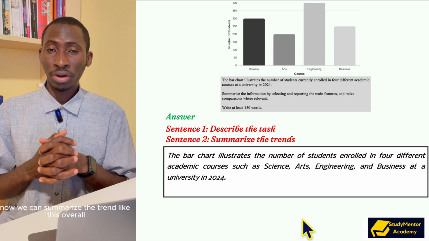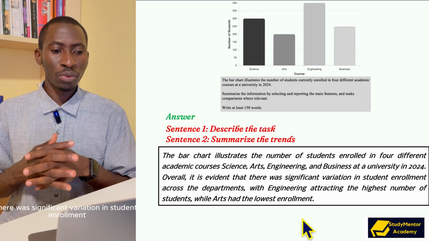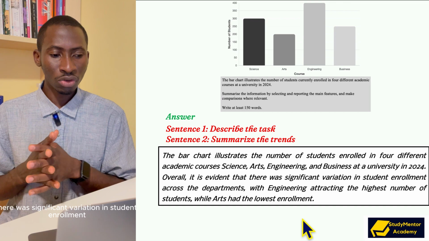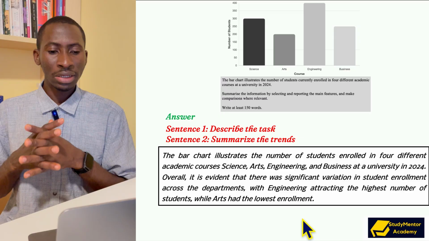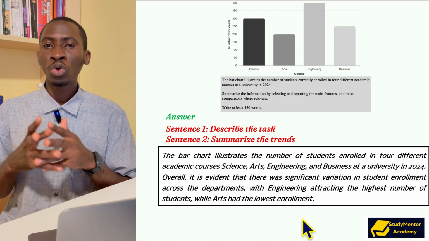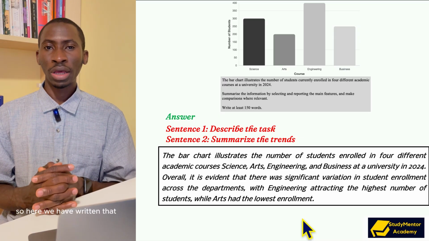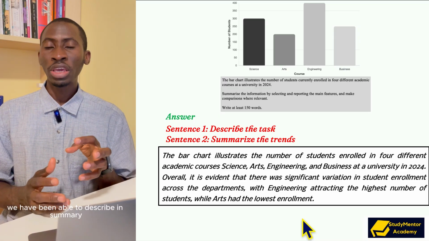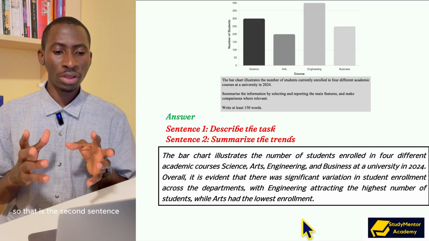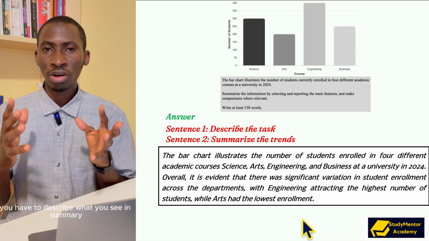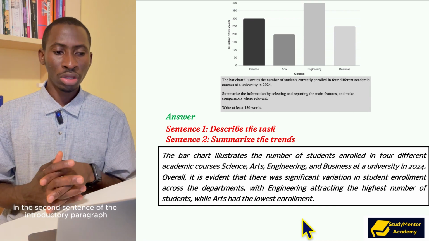Now we can summarize the trend like this. Overall, it is evident that there was significant variation in student enrollment across the department, with engineering attracting the highest number of students while arts had the lowest enrollment. So here we have been able to describe in summary what we have in this data. That is the second sentence. You have to describe what you see in summary in the second sentence of the introductory paragraph.